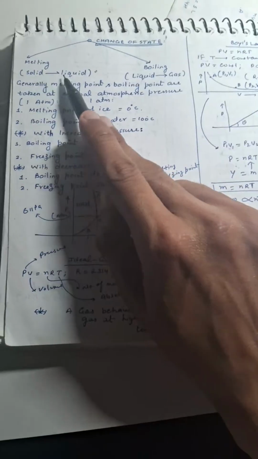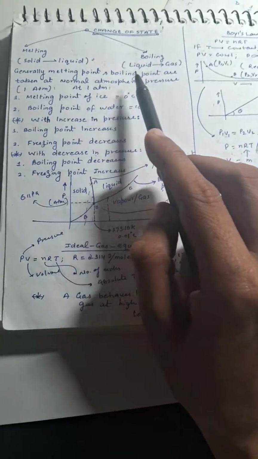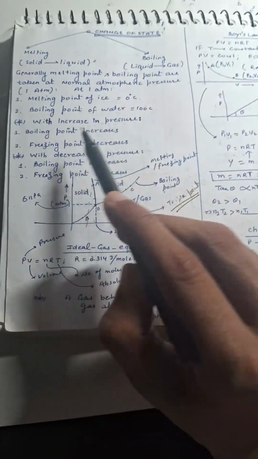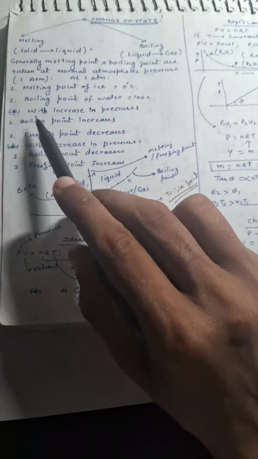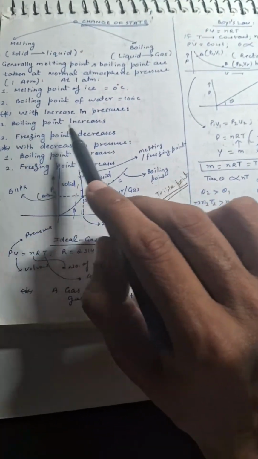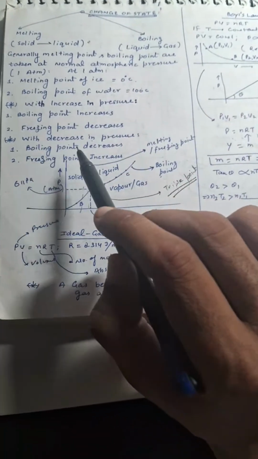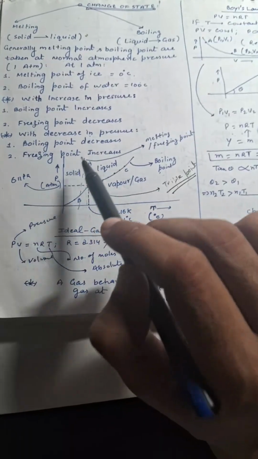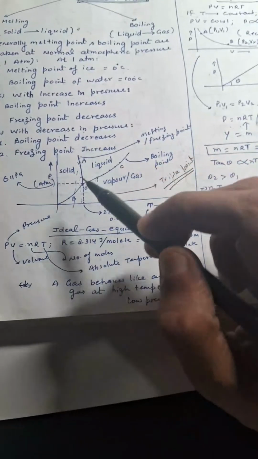Then we have another discussion on change of state, which is either melting or boiling. Melting is concerned with solid to liquid and boiling is concerned with liquid to gas. So there are certain points related to melting point of ice, boiling point of water, and the effect of increase in pressure. With increase in pressure, boiling point increases and freezing point decreases, and with decrease in pressure, boiling point decreases and freezing point increases. This can be shown graphically by the phase diagram of water.